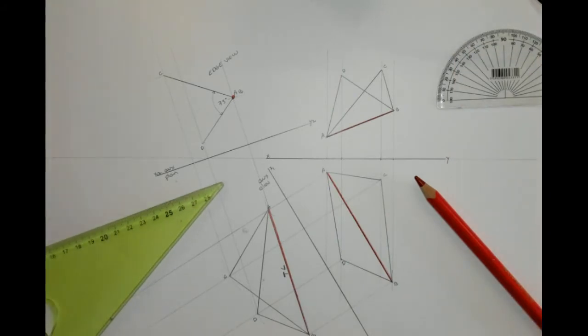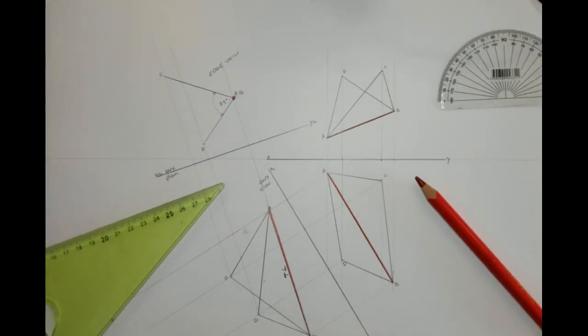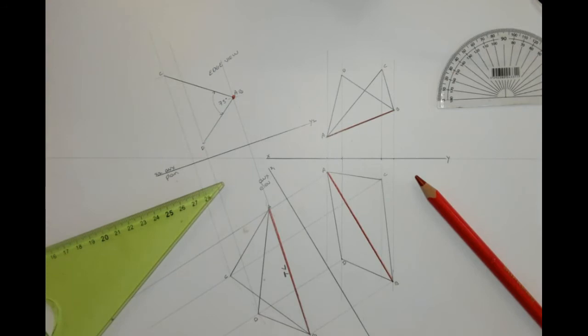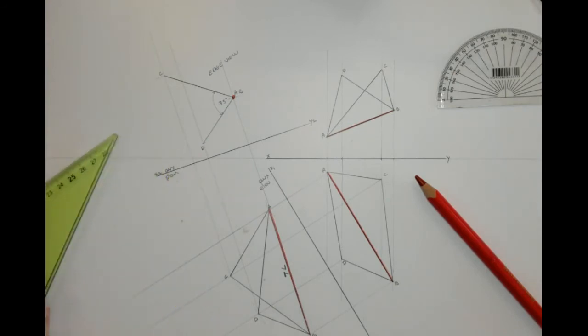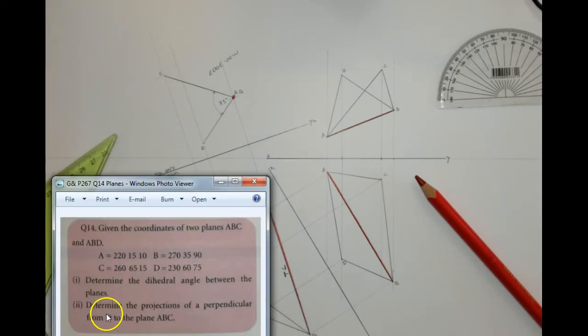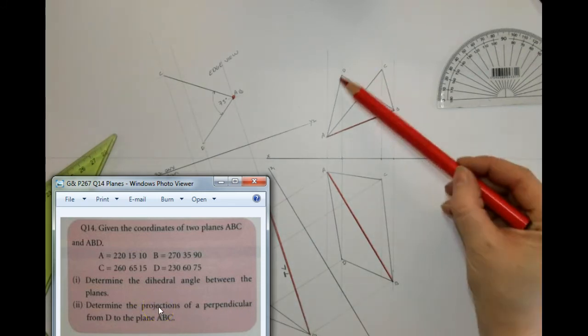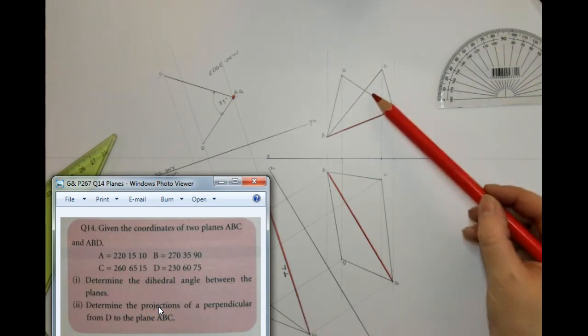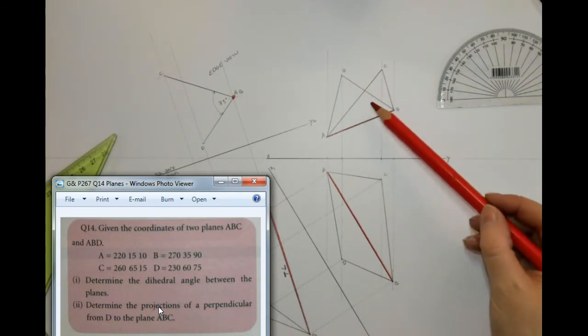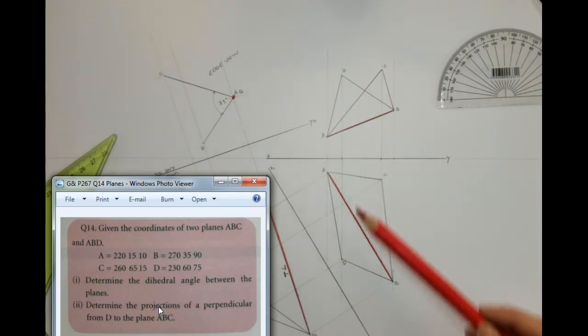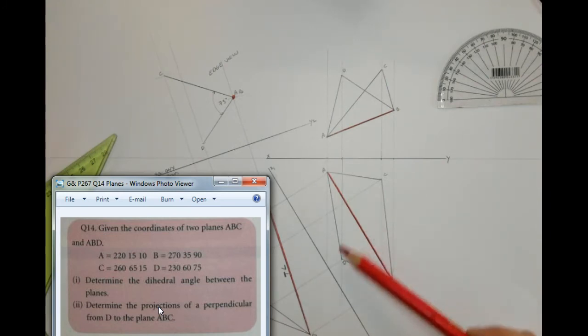I'm just going to zoom in then just a tiny bit. Okay. Next, I'm going to go back to my question. If I look at my question here, it's saying part 2, determine the projections of a perpendicular from D to the plane ABC. Now they mean perpendicular line, obviously, from the plane ABC. Now I have D here and I have the plane ABC. I can't draw a line perpendicular here because what do I go perpendicular to? Likewise, I can't do anything perpendicular here. I can't do anything here.